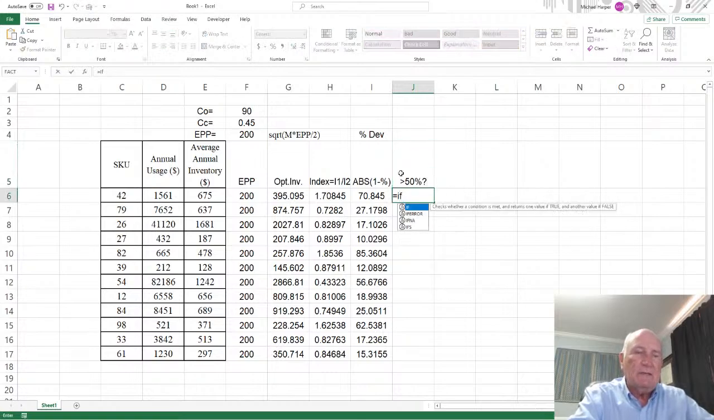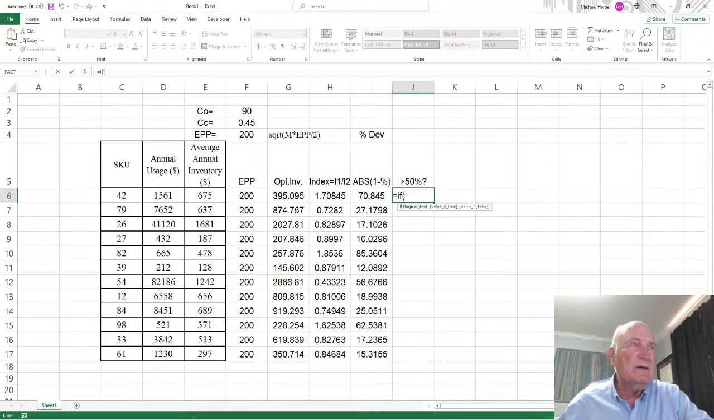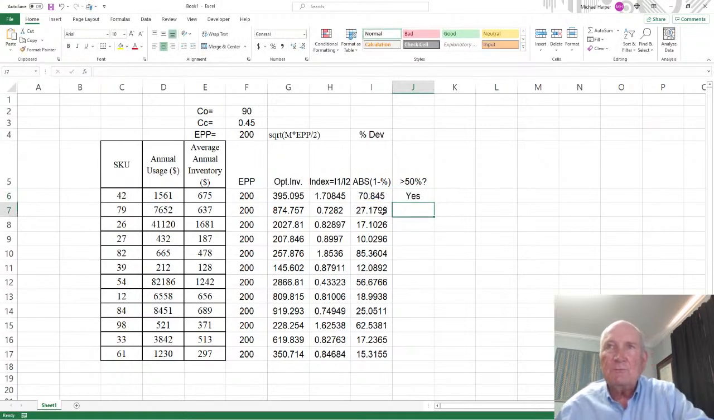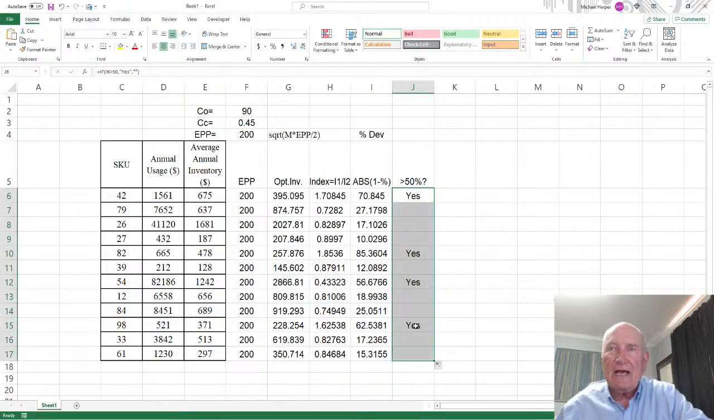So now let's say greater than 50%. Let's do an if statement. If this is greater than 50, then say yes. Otherwise, just leave it blank. And that's more than 50. And so we bring this down, all the way down, and you can see how many yeses pop up. And that's how we find.